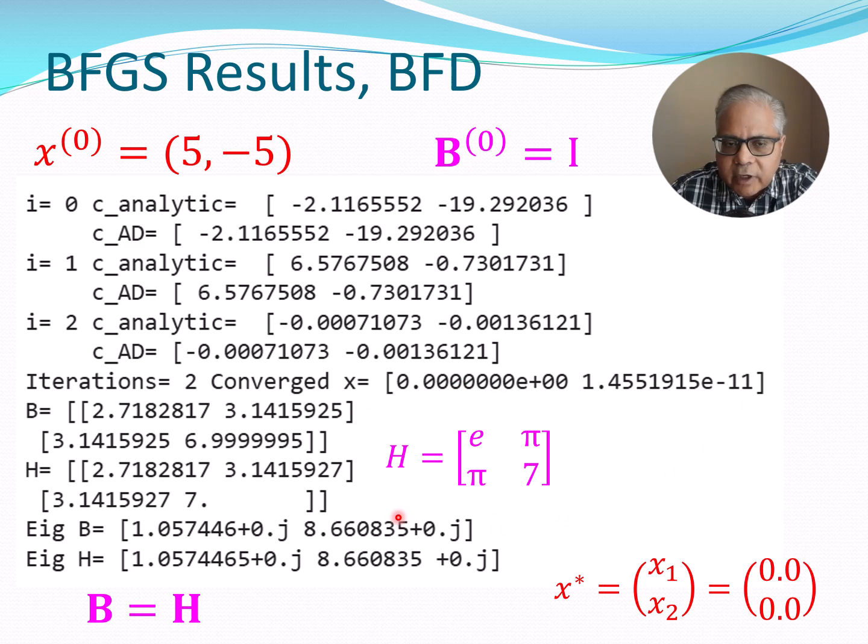and it converges very quickly to 0 0, and you can also see that the B matrix matches the H matrix here. And of course, as far as the matrices B and H are concerned, these are positive definite because the eigenvalues come out to be positive in both these cases.